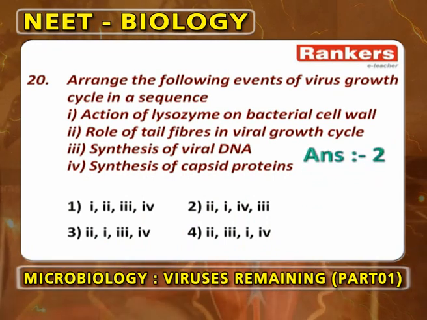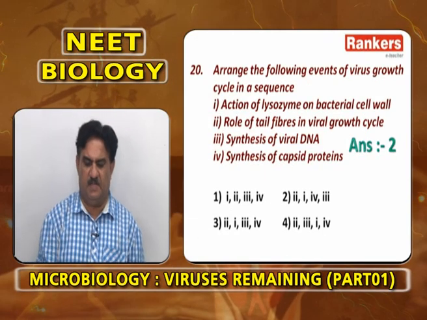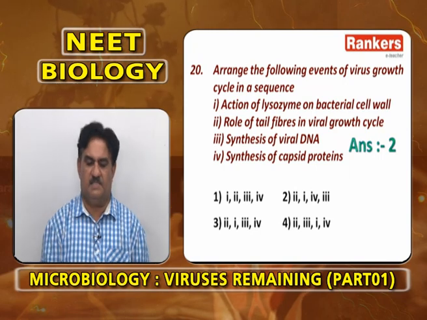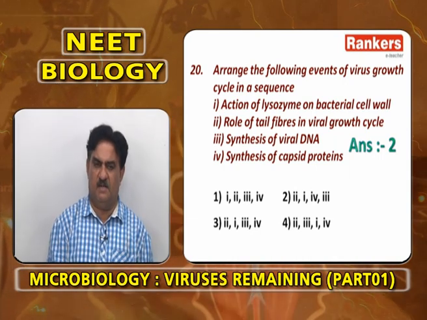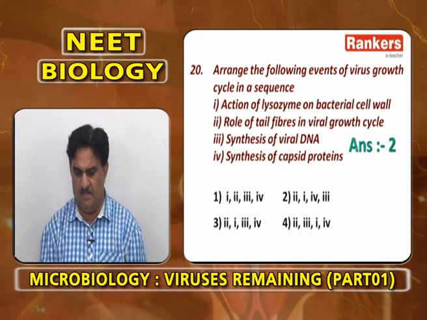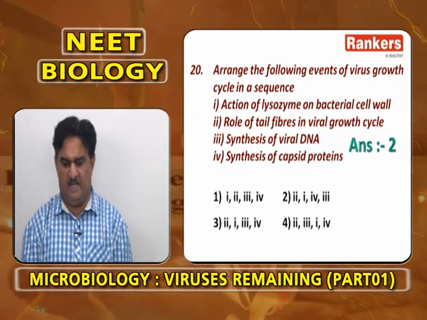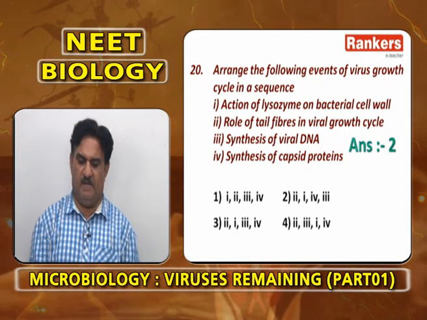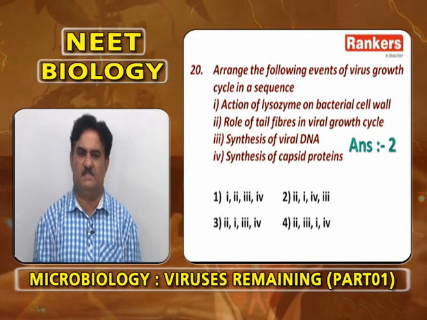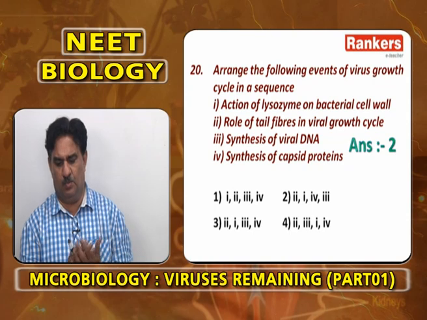Arrange the following events of virus growth cycle in a sequence: action of lysozyme on bacterial cell wall, role of tail fibers in viral growth cycle, synthesis of viral DNA, synthesis of capsid protein coat. First, role of tail fibers in viral growth cycle. Tail fibrils attach to the bacterial cell wall superficially, then they secrete lysozyme. Then action of lysozyme on bacterial cell wall is observed. Then synthesis of capsid: first capsid protein coats are produced, then synthesis of viral DNA. So, answer 2, 1, 4, 3.